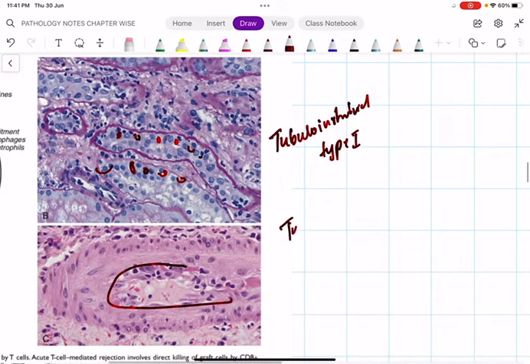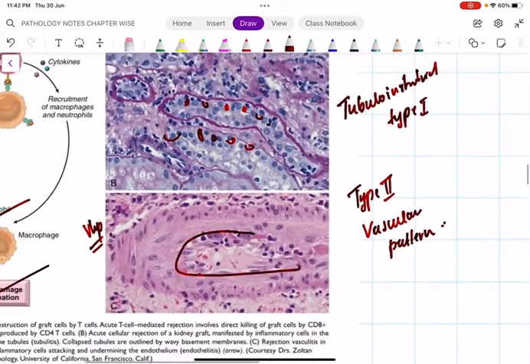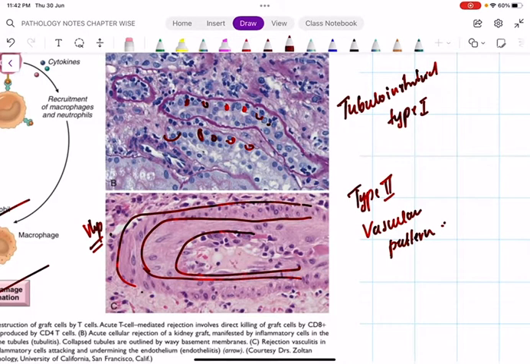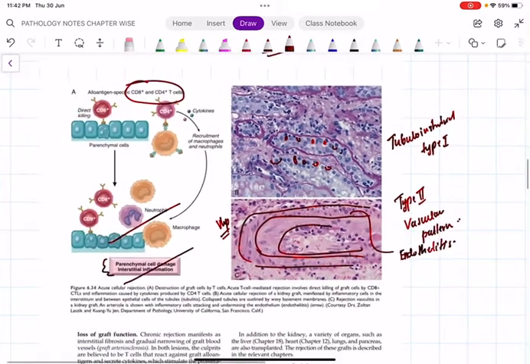This is type 2. What is type 2? Type 2 is nothing else but the vascular pattern. This is the vascular pattern. You can see what you are observing here. I am drawing a boundary. What you are seeing here is nothing else but endothelitis or tunica intima arteritis. Simply inflammation of the vessel.